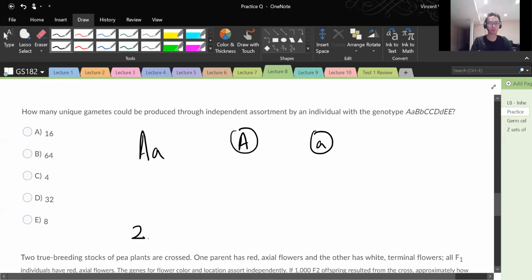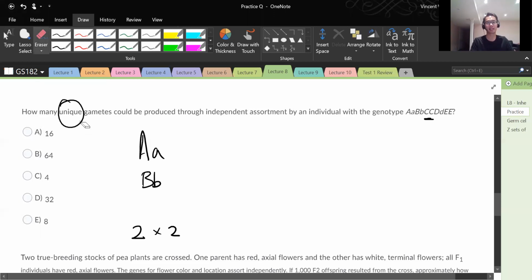So I'm going to put 2 here for A. For B, same thing, big B, small b. So you can get a gamete with big B or small b, another 2 choices. For C, because it's homozygous, big C, it doesn't really have any effect because you're guaranteed to get a big C, right? You're not going to get unique gametes, so I don't have to worry about C.